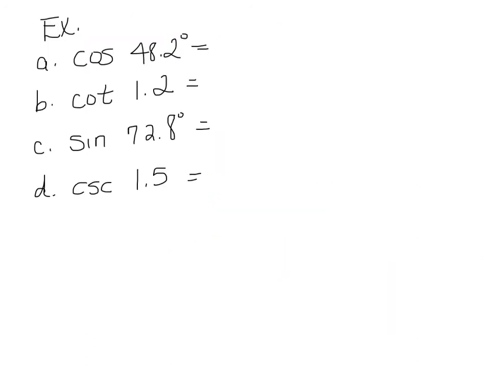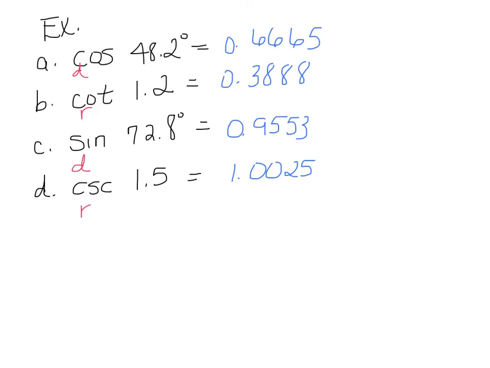Okay, here are 4 more to try. If you notice, examples A and C are in degrees, so make sure that those are degree modes. And then examples B and D, those are radians. So I'm going to put D, R, D, R. So you know degree radians. And then I'll give you a chance to actually type those in. And then I'll give you the answers. And remember, we're rounding to 4 decimals. Okay, and these are the answers to those 4 if you did it right.